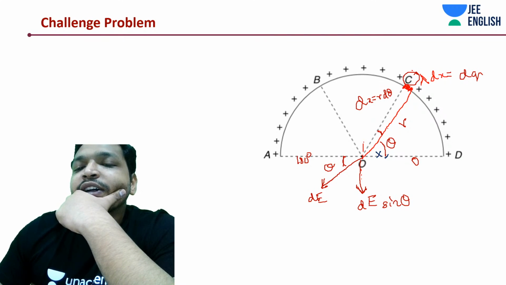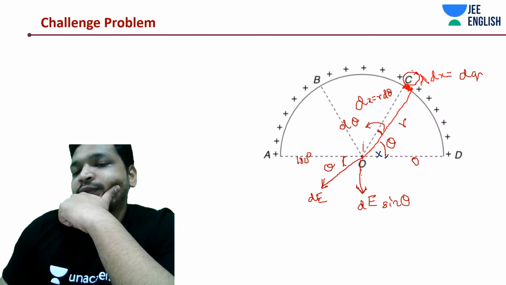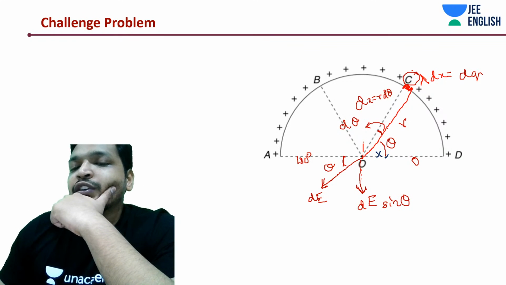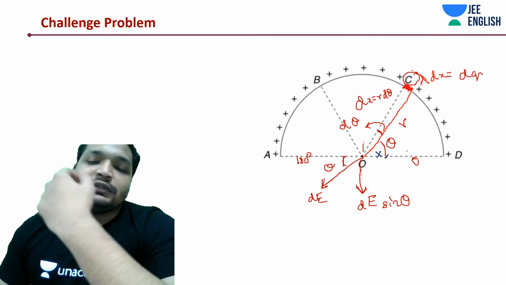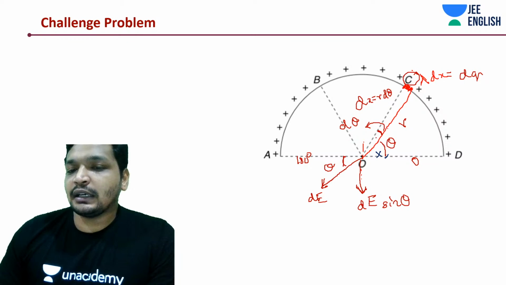Okay, if I take d theta, dx is between the d theta element, right? So it should be r d theta for some theta. For theta 1, it is r d theta 1. Anyway, this d theta is the same. So r d theta 2, etc.